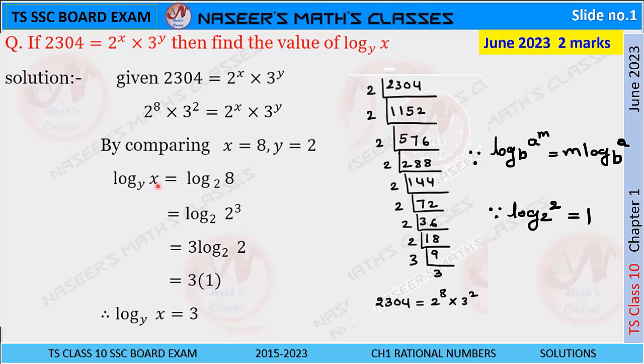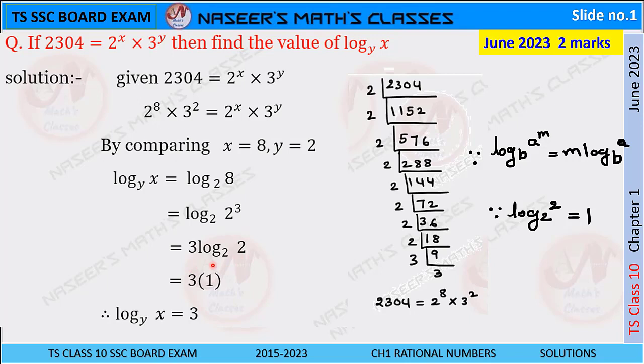Then we can write log x base y is equal to log 8 base 2. Here 8 can be written as 2 cube. Then we get log 2 cube base 2. Here log 2 cube base 2 is in the form of log a power m base b is equal to m log a base b. So we can write 3 log 2 base 2.